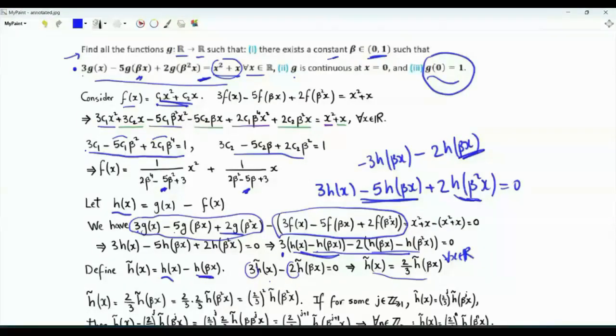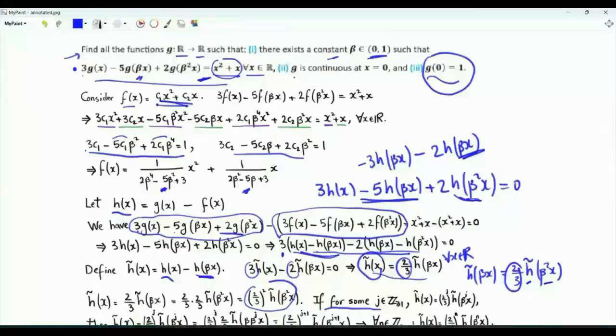We can replace x on the left and right hand sides by βx. We get that h tilde of βx is equal to 2 over 3 h tilde of β times βx, that's β²x. This means that h tilde of x is 2 over 3 times 2 over 3 times h tilde of β²x. We can keep doing this.